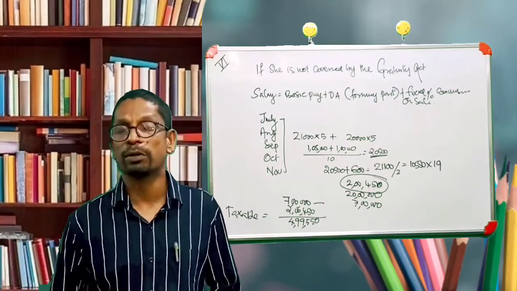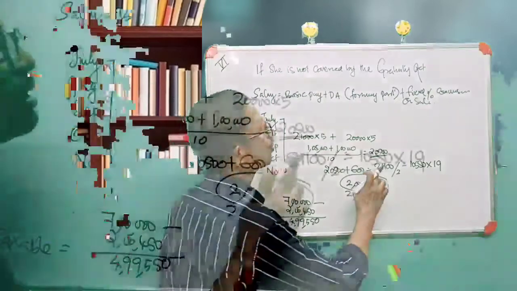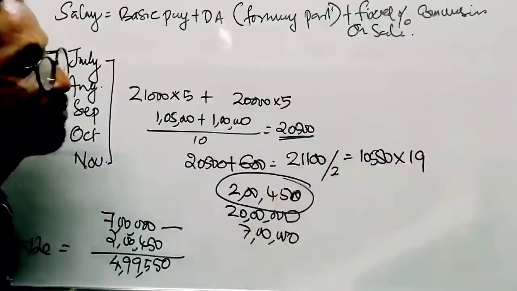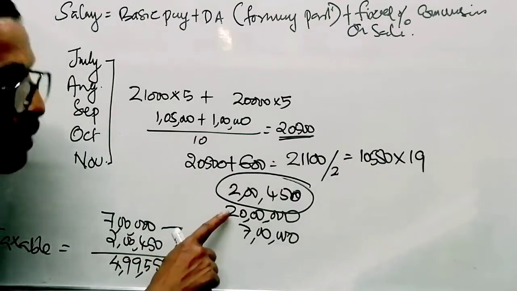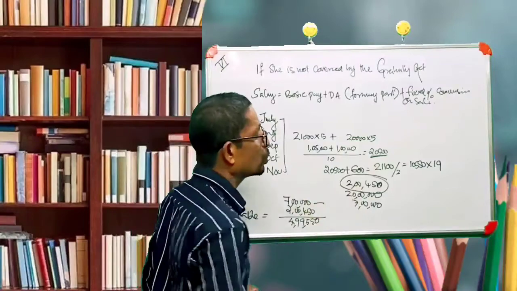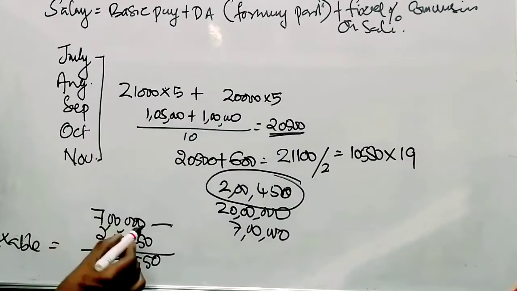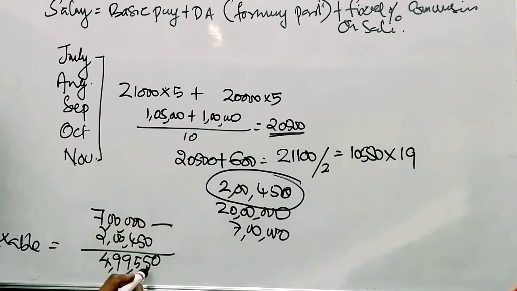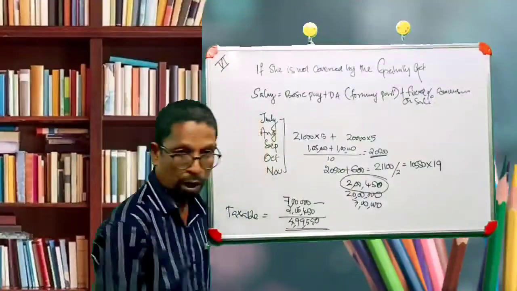Okay, you understand now? Listen now. In this case, please check for any mistakes. 21,100 divided by 2, that is 10,550 into 19. That is we got 2,00,450. Then 20 lakh and 7 lakh, whichever is less, that is exempted. So 2,00,450 is exempted. Therefore, taxable is equal to 7 lakh minus 2,00,450. That is how much now? 4,99,550 is the taxable amount now.